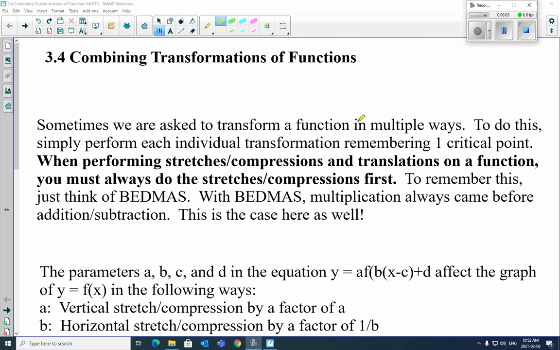3.4, combining transformations of functions. So now what we're going to do is start putting all that stuff together that we just learned. You have to remember a couple of things, right? You always do your stretches and compressions first, then do your slides second. So it's probably the easiest way.